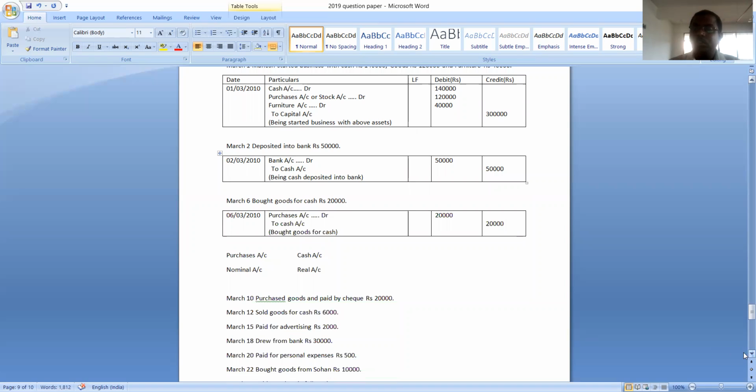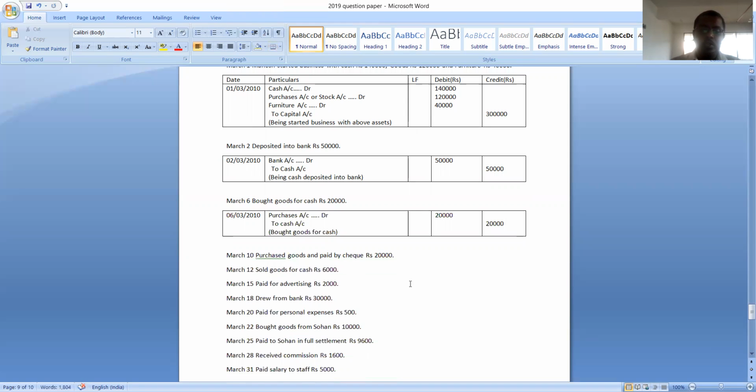Suppose if it is bought goods from Pradeep. If you find the name of the person in a transaction, what does it indicate? It indicates that it is a credit transaction. At that time, instead of cash account, that person's account will come. Understood? Okay. So let us move to next transaction.